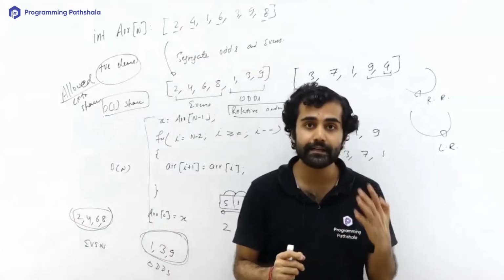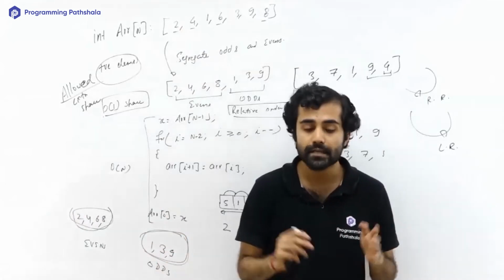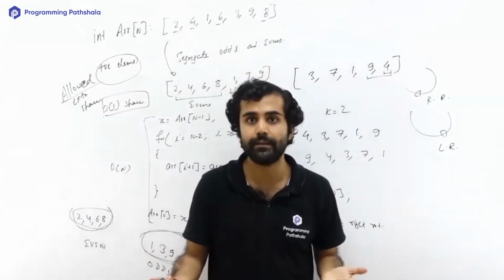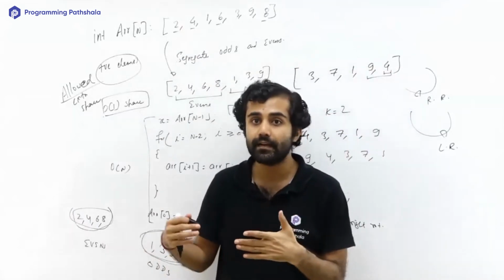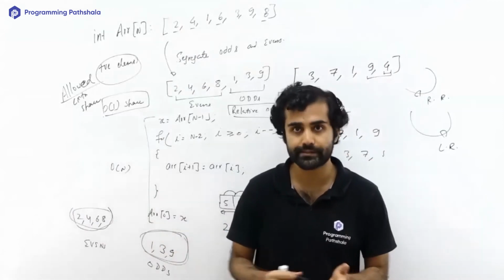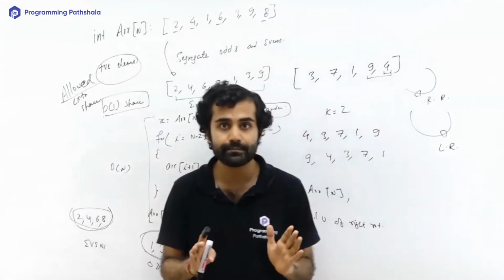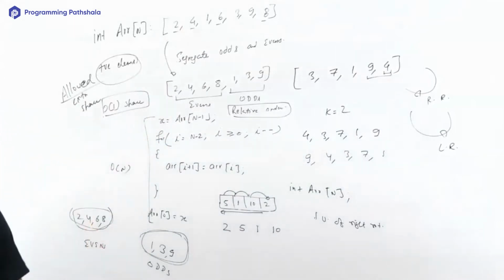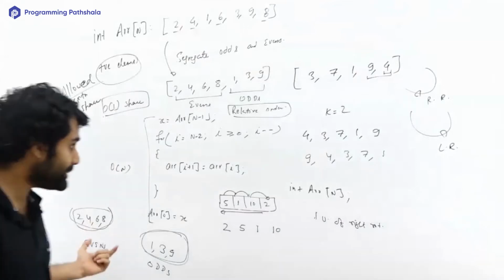In fact, I would encourage you to use vector in this case because you are not sure beforehand how many evens and how many odds will be there. So rather than using two arrays of random sizes, why not use two vectors? Do you understand this point, why I would like you to use two vectors to store these rather than two arrays?